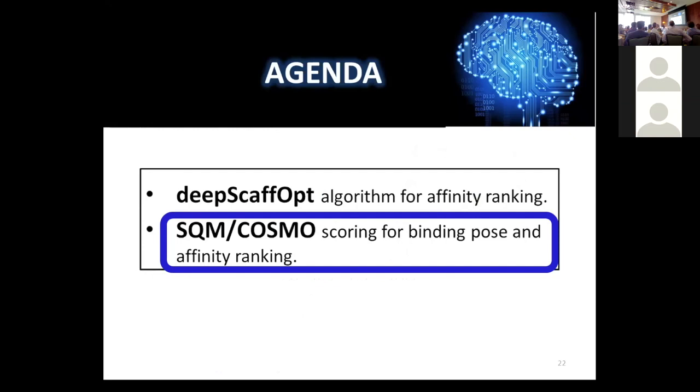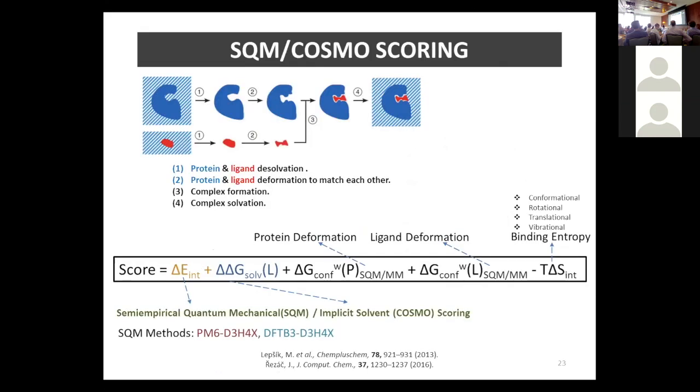But now let's take a leap back to old school, and let me describe some semi-empirical quantum mechanical approaches to solve the same problem. As I already mentioned, last year, 1 year ago, I joined the group of Professor Pavel Hobza, in which they developed for over a decade their own scoring methods, which are based on quantum mechanics. In the traditional free energy approach, you break down the binding process into several steps, and you calculate the contribution of each step to the overall free energy of binding. These steps are protein and ligand dissolution, protein and ligand deformation in order to match each other, the complex formation, and finally, the complex resolution.